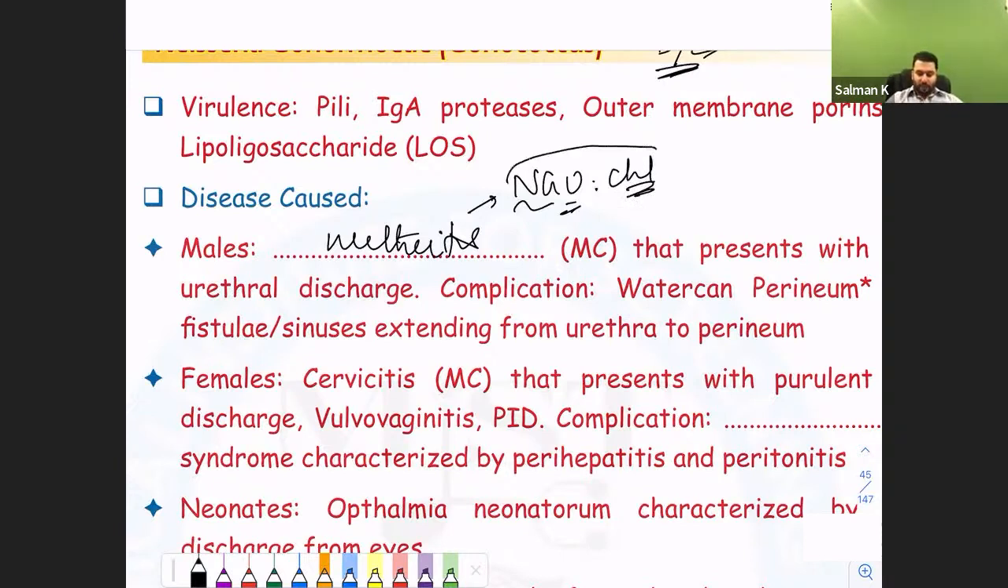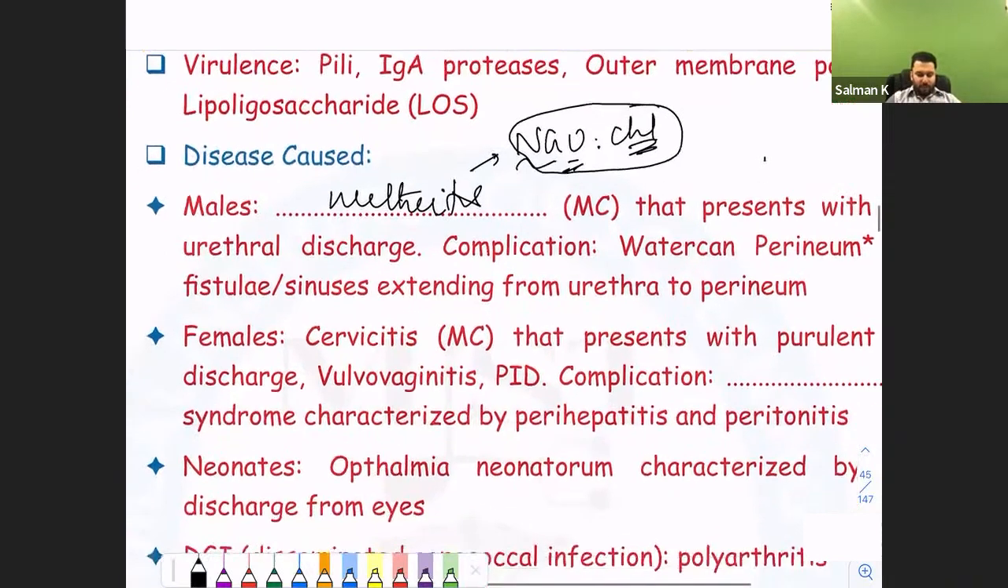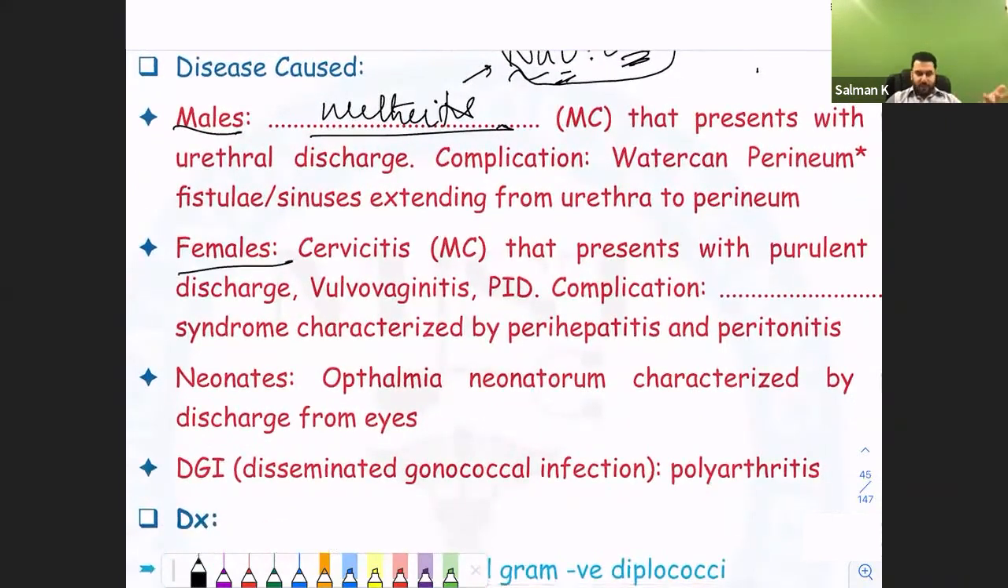In fact, everything you're studying right now in gonococcus applies to chlamydia also. Chlamydia also does all these things. So I'm not going to teach you this again. So chlamydia in males causes urethritis. In females, Neisseria gonorrhoeae as well as chlamydia causes cervicitis. They both cause all these things written here.